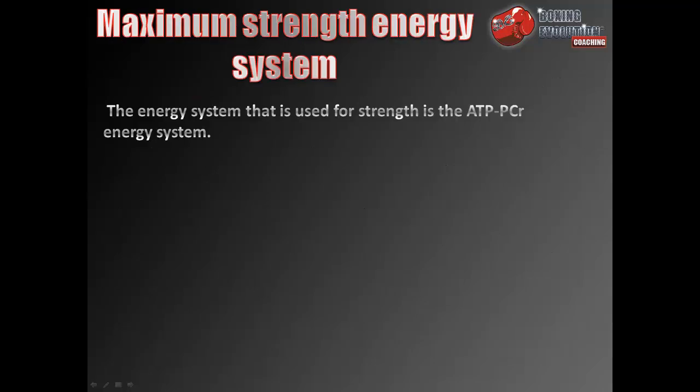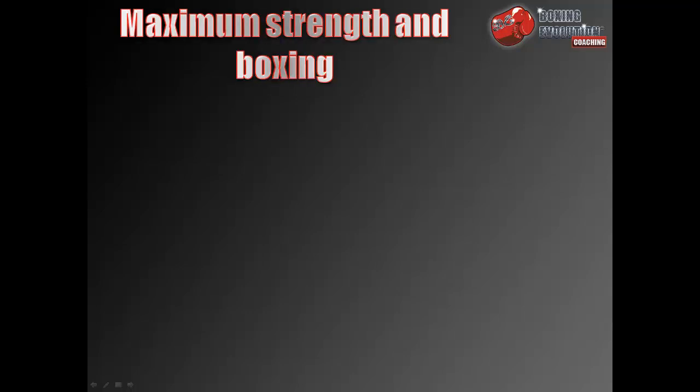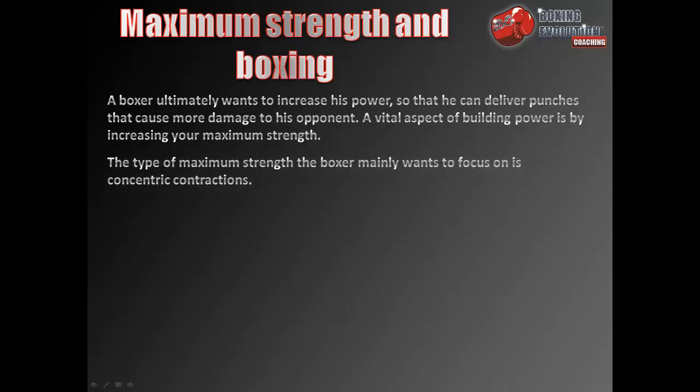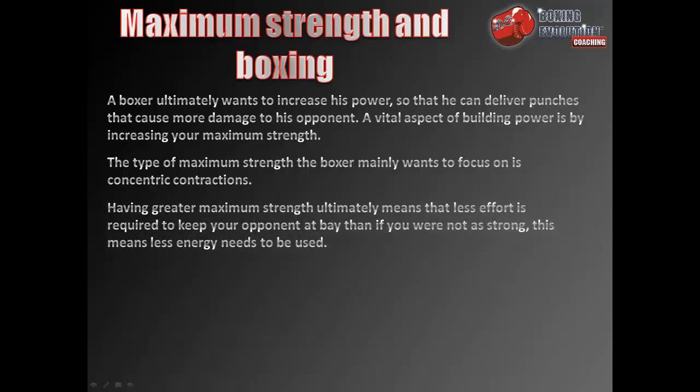Maximum strength energy system. The energy system that is used for strength is the ATP-PCr energy system. Maximum strength and boxing. A boxer ultimately wants to increase his power so that he can deliver punches that cause more damage to his opponent. A vital aspect of building power is increasing your maximum strength. The type of maximum strength the boxer mainly wants to focus on is concentric contractions. Having greater maximum strength ultimately means that less effort is required to keep your opponent at bay than if you were not as strong. This means less energy needs to be used.